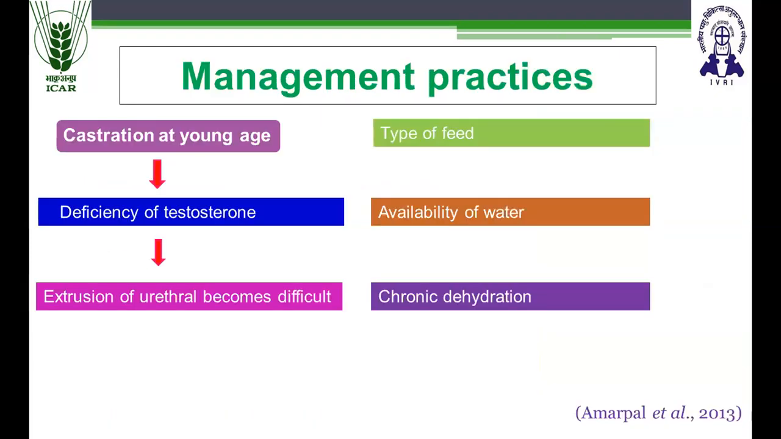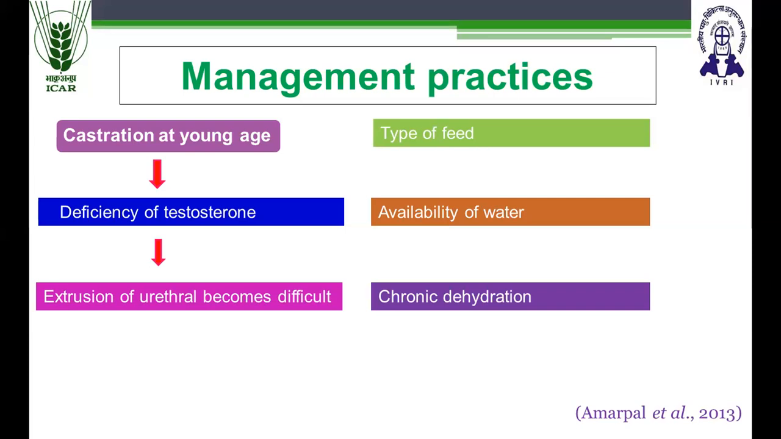As for management practices, castration at a very young age is common, as people have the practice of castrating at a very young age for fattening purposes as well as for removing the buck taint. It can lead to deficiency of testosterone. Testosterone in a normal animal is required for the development of the normal anatomical tract. So when testosterone is inhibited, the normal anatomical development will be inhibited. In such animals, the urethra will become narrow, and the extrusion of the urethral process from the prepuce will be very difficult, because for puberty, testosterone is required. So that is the castration aspect.